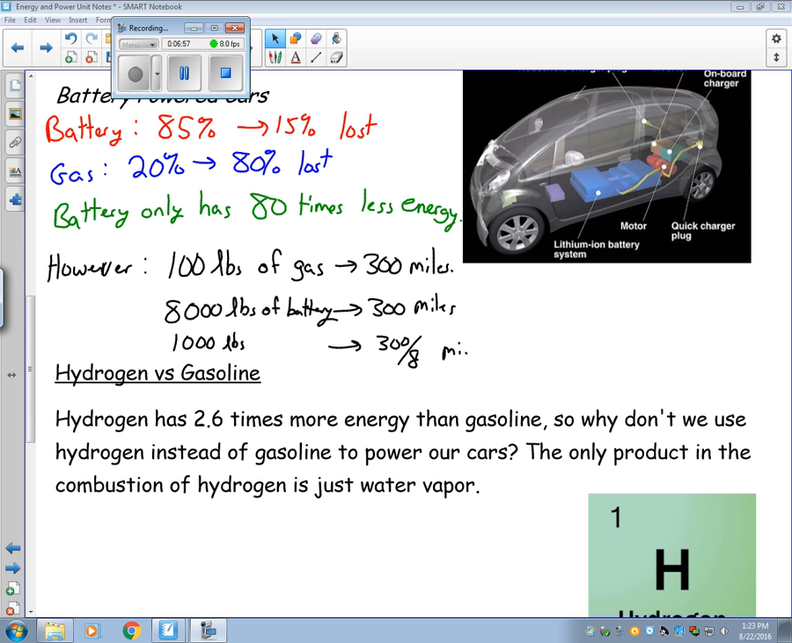So as you can see, that's the real problem with a battery-powered car. We just don't have the technology yet to have a light battery which can have a very large range. They are getting better. I've heard of some cars getting up to 200 miles and they don't weigh a whole lot. But it's something that needs to be improved on before we can switch over to battery-powered cars.